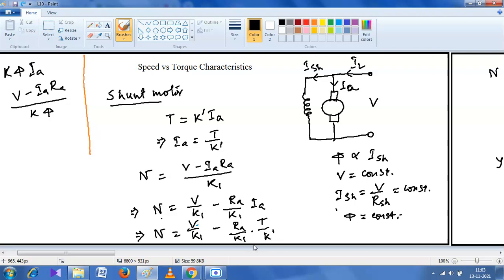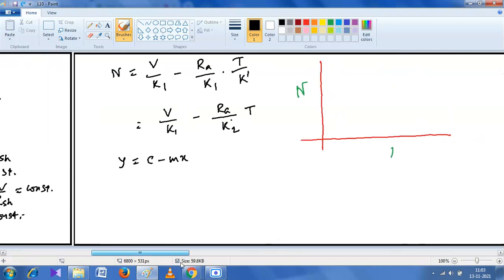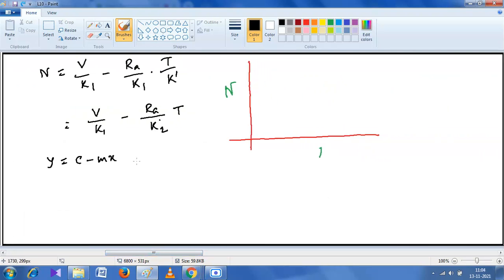From that we write V by K1 minus Ra by K2. The multiplication of K1 and K dash we write as K2. This is a new constant whose value is K1 into K dash. The final form of the speed equation is N is equal to V by K1 minus Ra by K2 into T. This is like a straight line equation.